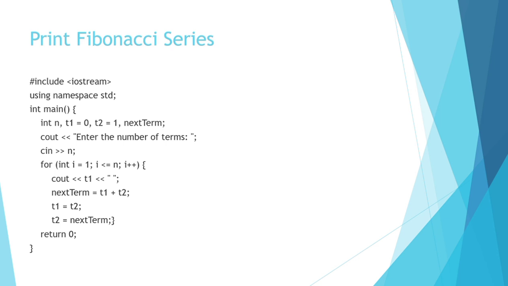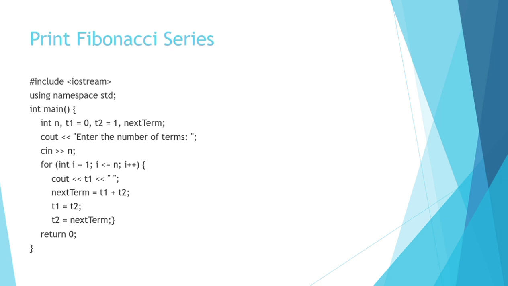cout << "Enter the number of terms"; The cout object is used to print output to the screen. This line prompts the user with the message enter the number of terms, to enter how many terms of the Fibonacci series they want to generate. cin >> n; The cin object takes the input from the user. The extraction operator extracts the input value and stores it in the variable n.